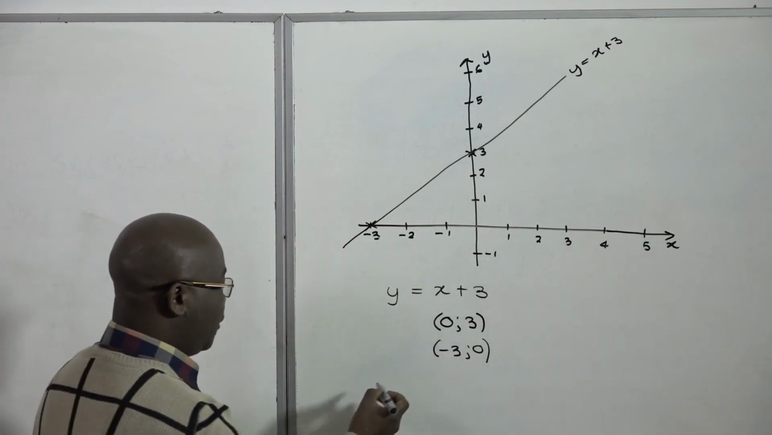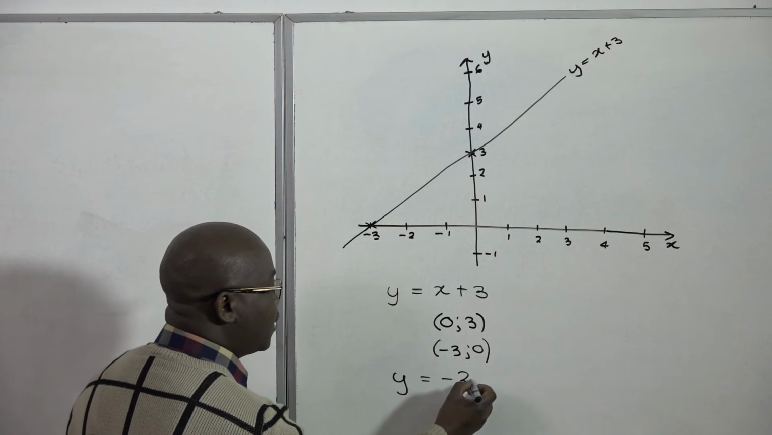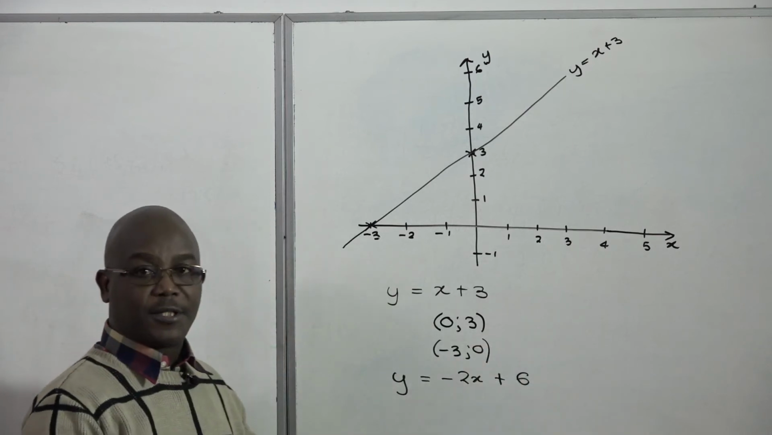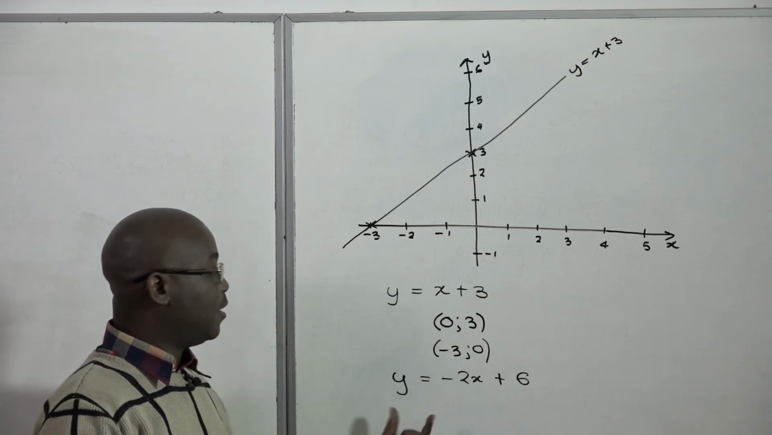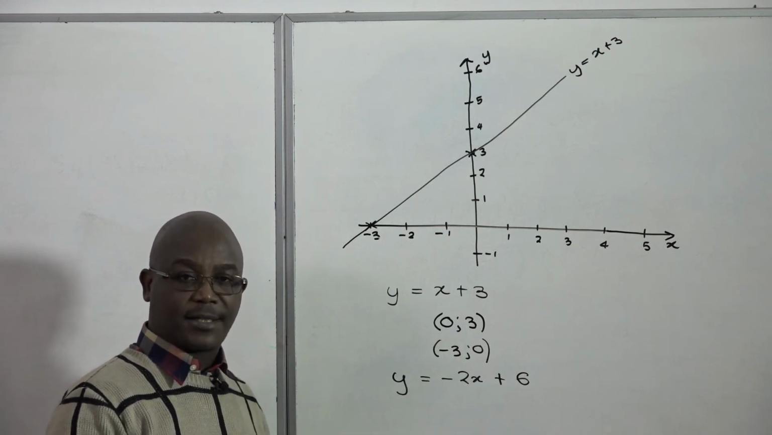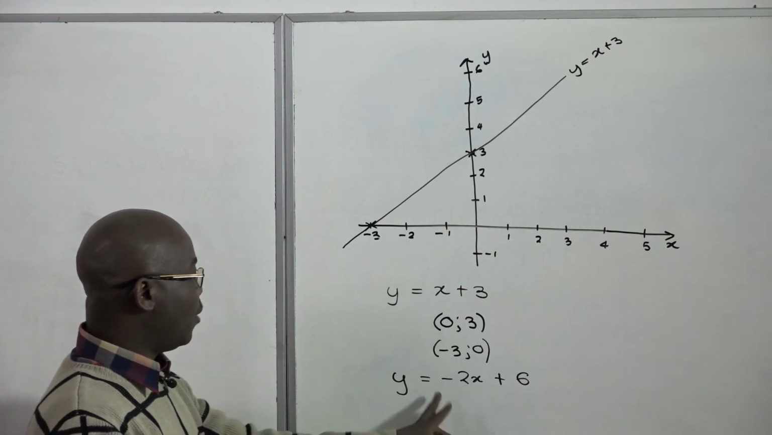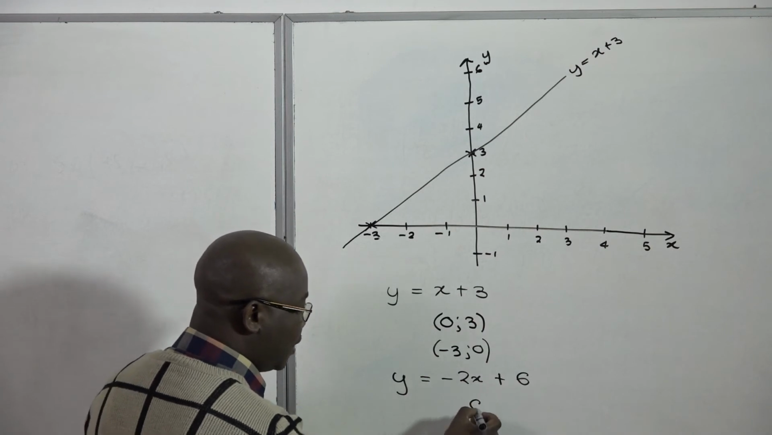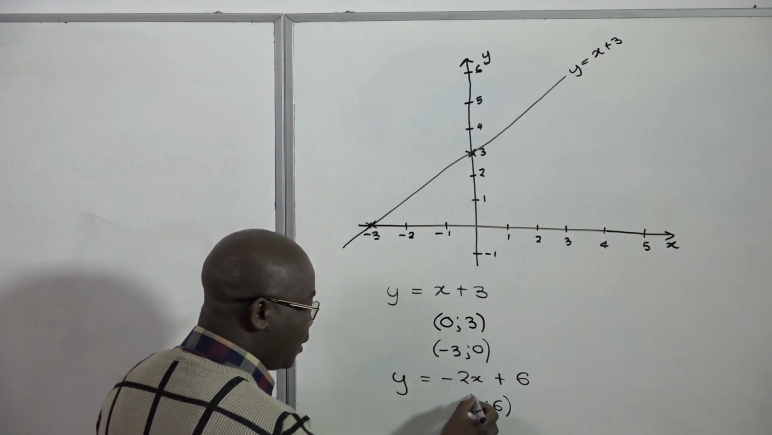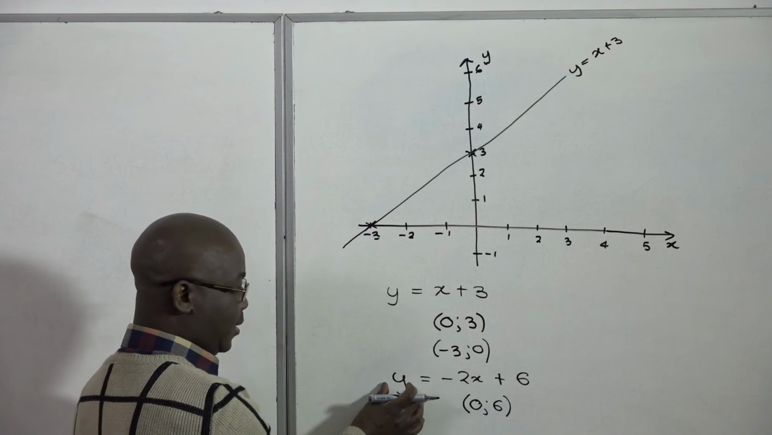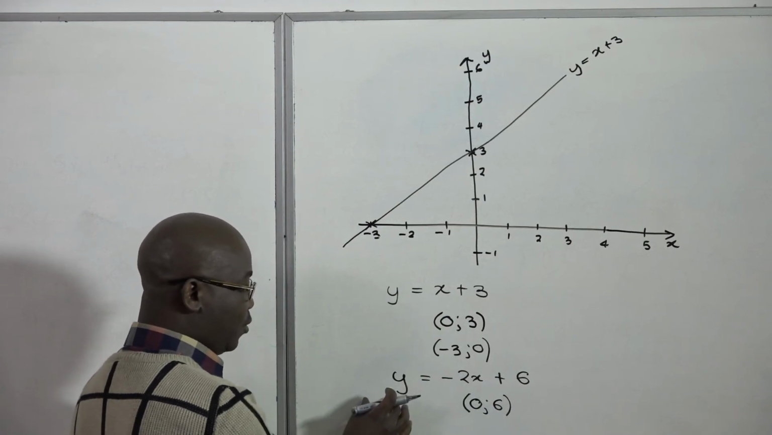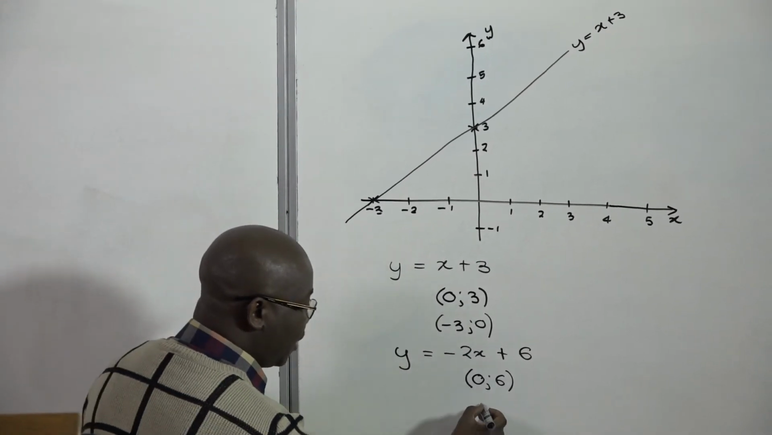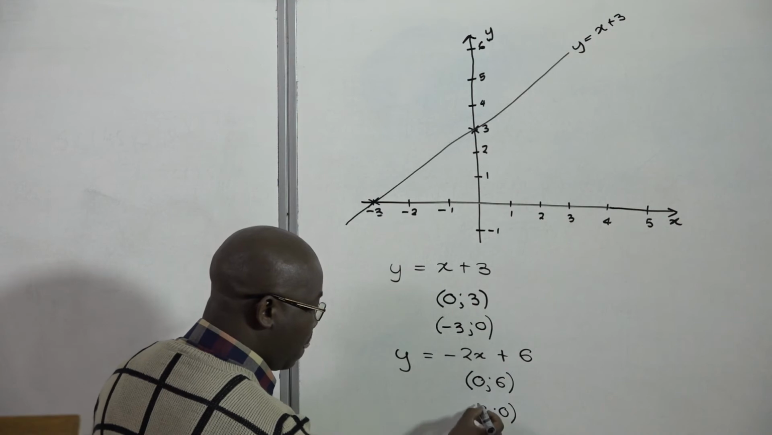Then the second equation, y is equal to minus 2x plus 6. We again use the intercept method to identify the 2 points where this graph cuts the x and the y-axis. Again, when x is 0, it means our y is going to be 6. So the coordinate is going to be (0, 6). And when y is 0, our x will bring the 2, it becomes positive. Our x is going to be 3. So the coordinate becomes (3, 0).